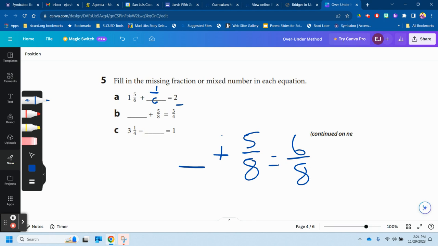Multiply the 4 by 2, I get 8. Multiply the 3 by 2, I get 6. Okay, so what do I add to 5/8 to get 6/8? Well, that was easy enough. 1/8. If I'm working with the common denominators, it's pretty easy. So this one is 1/8.